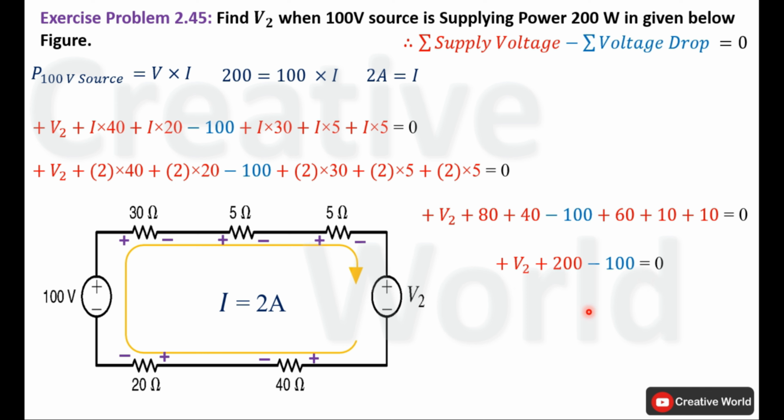Now subtract 100 from 200, it will become V2 plus 100 equal to 0, and place this plus 100 on the other side of equal. The value of V2 will become minus 100 volt. So the value of voltage V2 inside this network is minus 100 volt.